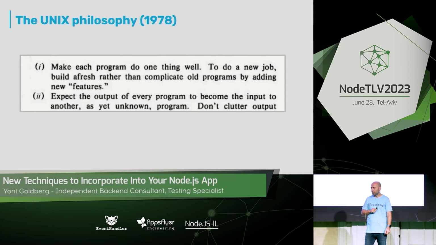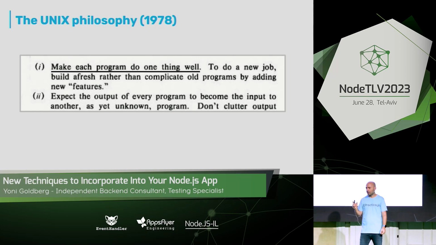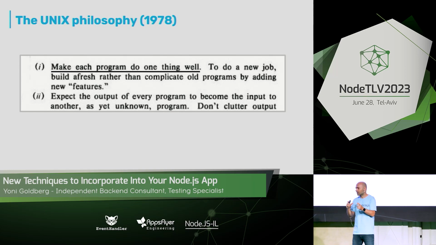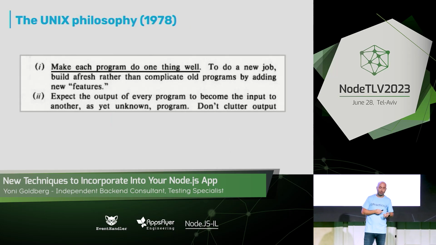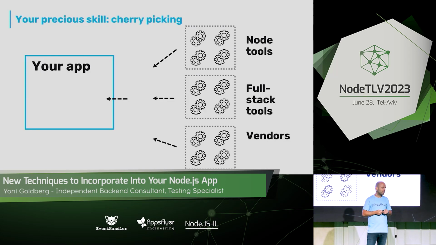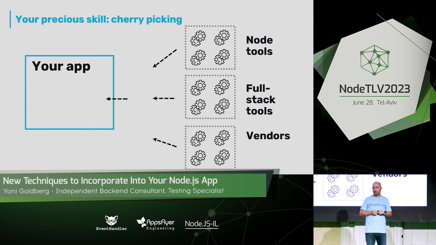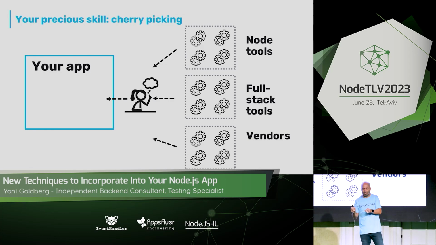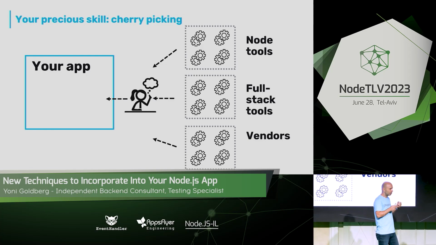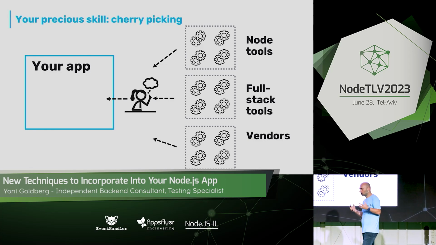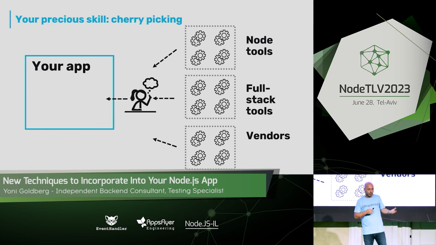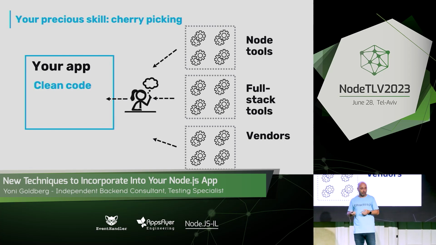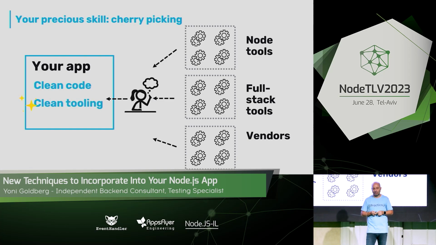Remember the Unix philosophy? Make each program do one thing well. Work with small units that address small problems and make them work together. Well, it stood the battle of time, right? 40 years. So I think one of your precious skills now is cherry picking. Hopefully, you sit here and you choose only tools that are lean, standard. At least try to pick tools that work with Node.js standards, they are thin, and they support your architecture. We always thought about clean coding. Let's start thinking more about clean tooling.